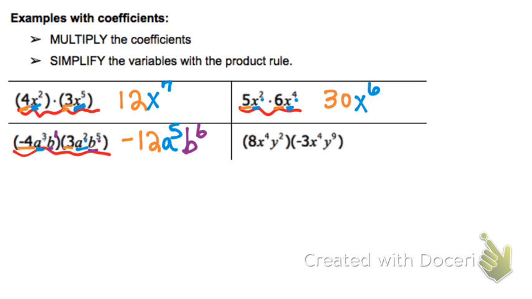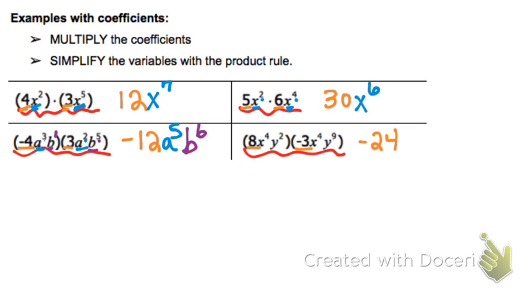Why don't you pause the recording and try this last one, and then I'll give you the answer. Okay, so for this one, you're multiplying all of this together. So when you multiply just the numbers, 8 times negative 3 is negative 24.